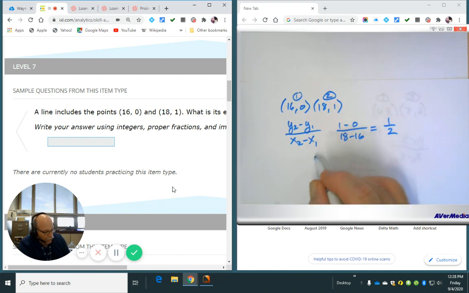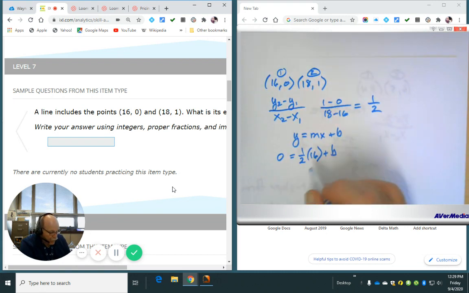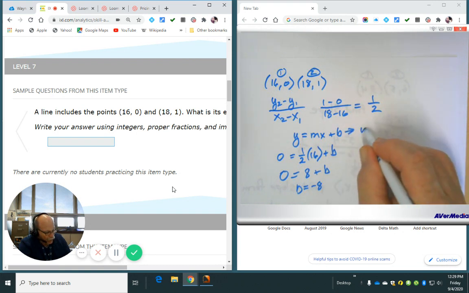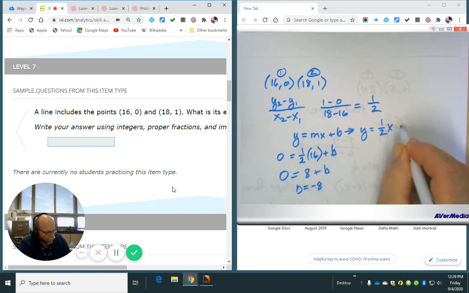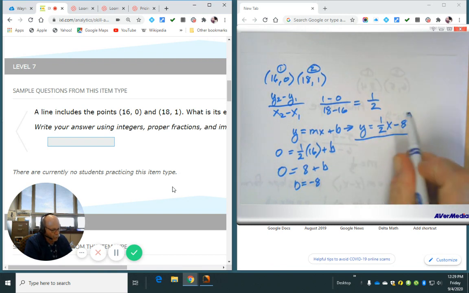So I've got my slope now, and I'm going to use y equals mx plus b with the point (16, 0). So 0 equals 1/2 times 16 plus b. 1/2 of 16 is 8, so 8 plus b equals 0, and b equals -8. So this is y equals 1/2 x minus 8. All right, so I've got my slope-intercept form right there.